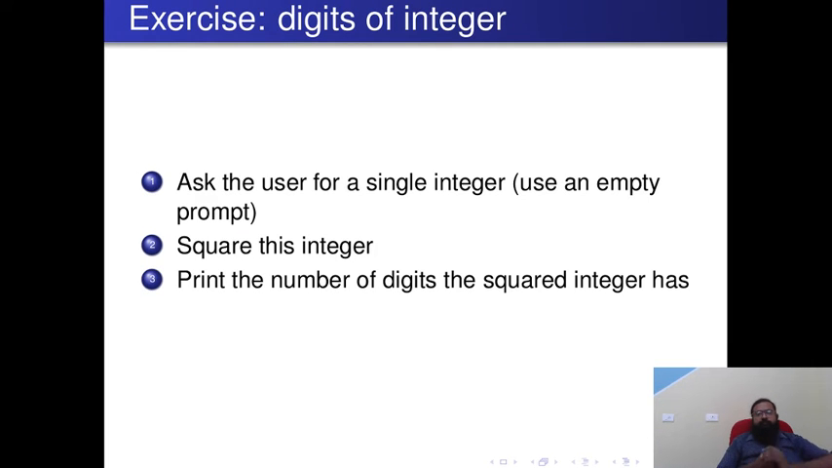Next is digits of a number. You can ask the user to enter a single integer, use an empty prompt, square this integer, and print the number of digits the squared integer has. Sir, we have to combine both the programs, the square one and the second by using double slash for printing the digits of the square integer. Sir, it will be like concatenation, no? If we have 25 and then 2 and 2.